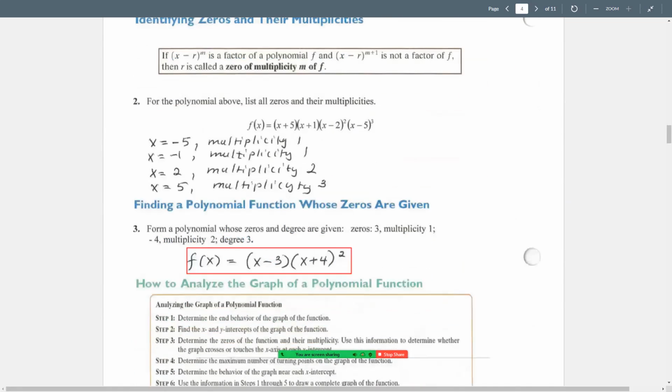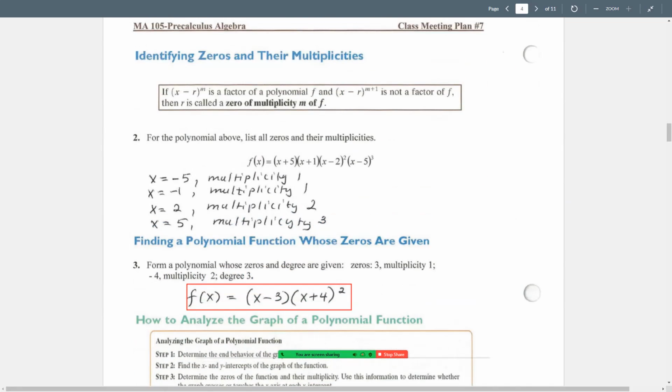All right. Identifying zeros and their multiplicities. Whenever you have a situation like this, where it's in factored form, if you look at the exponent on each factor, that tells you the type of multiplicity that you're dealing with. The zero itself would be what would happen if the factor was equal to 0. So for example, if you have a factor of x plus 5, the 0 is negative 5. Does that make sense? If you have a factor of x minus 3, the 0 would be what? 3. Everybody cool with that?